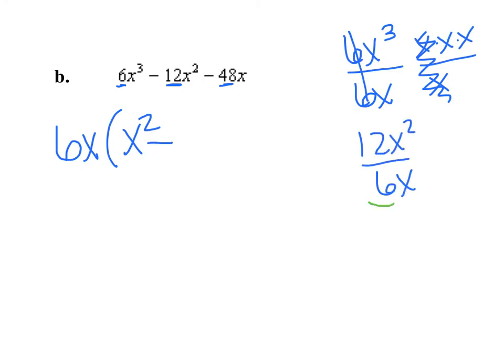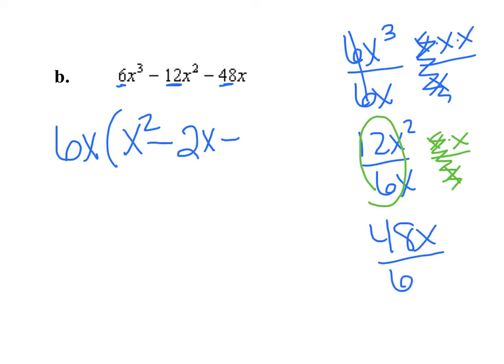Well, just looking at 12 divided by 6, that's going to give me my 2. And then I have x times x over x. One of the x's cancel, and I'm left with just an x. So that would be 2x. And then now another minus sign. And then I've got 48x over 6x. Again, the x's cancel. 48 divided by 6 gives me 8. And then therefore my last one would be 8.